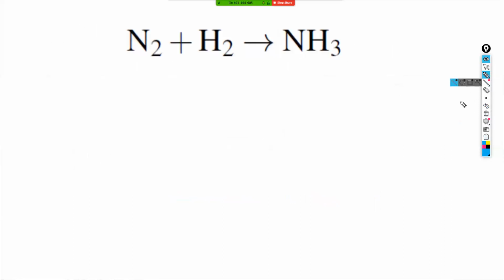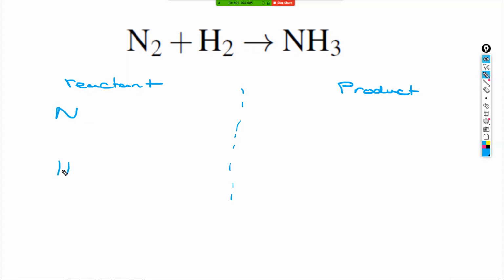So let's walk through an example here. Here I have nitrogen and hydrogen combining to make ammonia. Now, first step, create my chart. I'm going to have a reactant side, and I'm going to have a product side. I'm going to list the type, so nitrogen, hydrogen, and I'm going to break everything apart. Just single atoms, nitrogen and hydrogen on the product side.